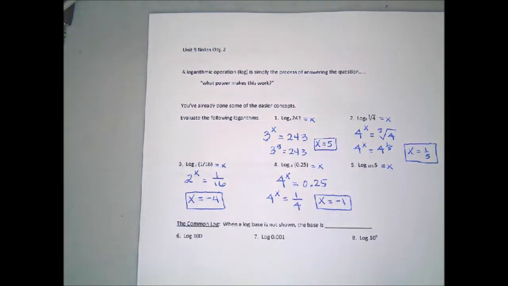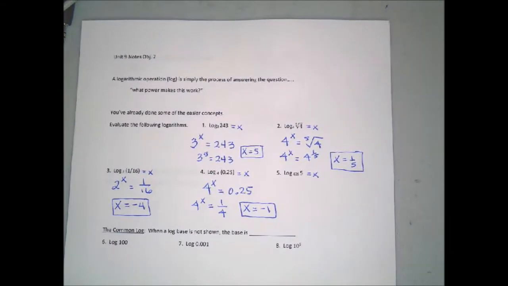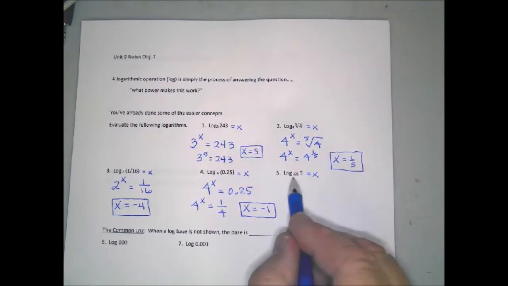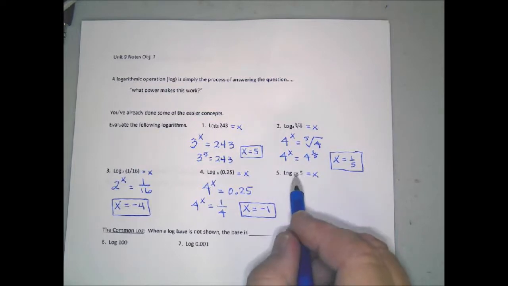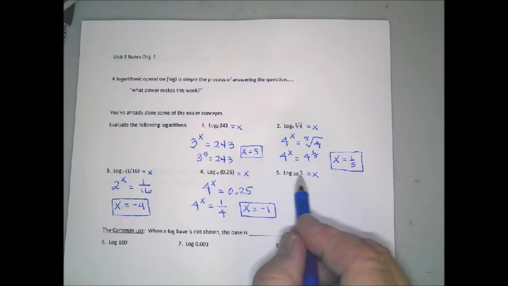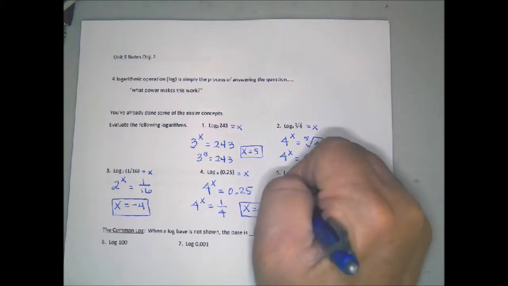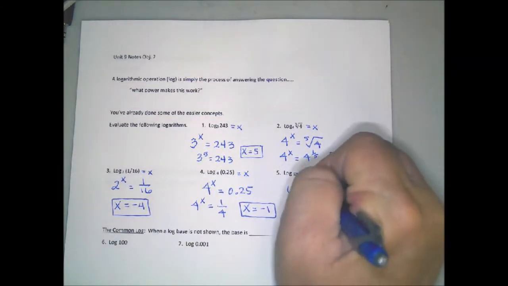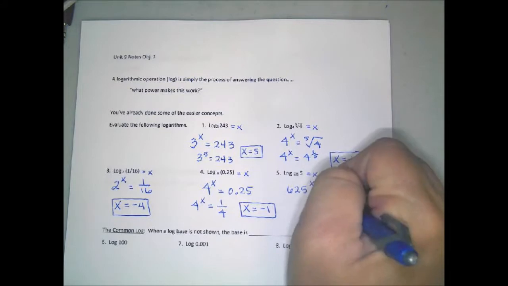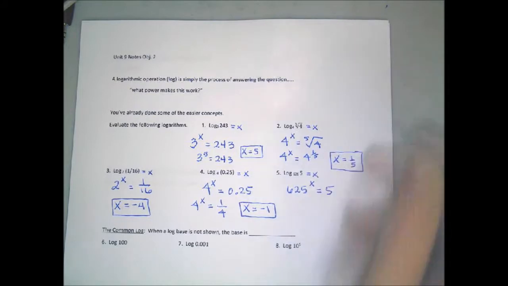Now the last problem in this little section, I'm going to do the same thing. Notice I've done the same thing on every single one of these problems. I've taken it out of its log form and I'm going to put it into its exponential form. So 625 raised to some power equals 5.